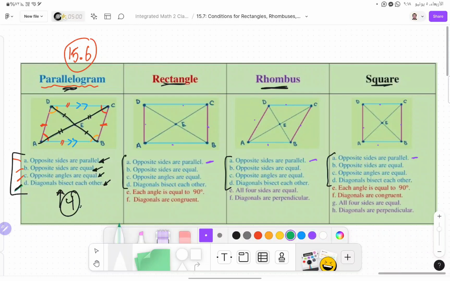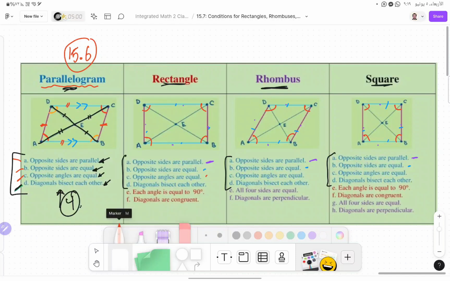Now, the second one here is that opposite sides are congruent. Are the opposite sides congruent? Yes. So this one is congruent to this one, and this side is congruent to this side here. So as you can see, all the opposite sides are congruent. The same thing here with the angles: this one is equal to this one, and that one is equal to this angle. Same thing with the square, the opposite sides are always congruent.